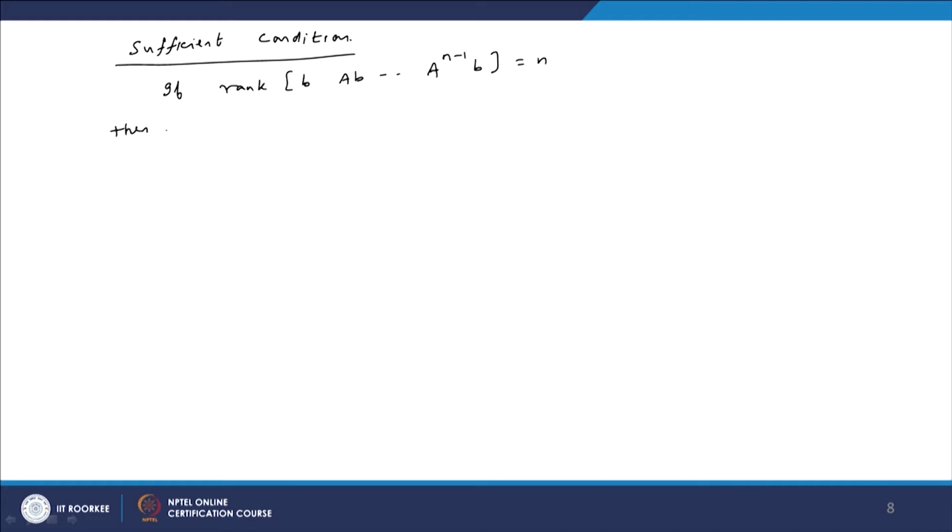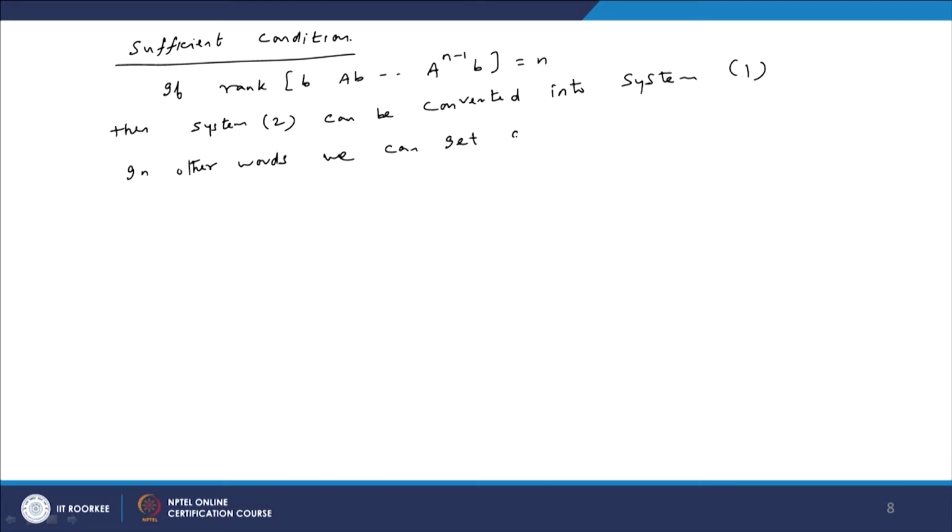then we have to prove that system 2, that is x dot equal to Ax plus Bu, can be converted into system 1 in a companion form, or in other words we can get a non-singular matrix T such that T A T inverse equal to C and T B equal to D matrix. So, we have to show that this is possible.